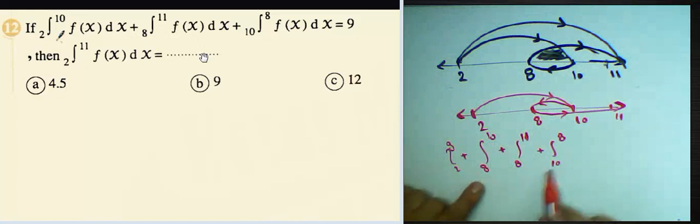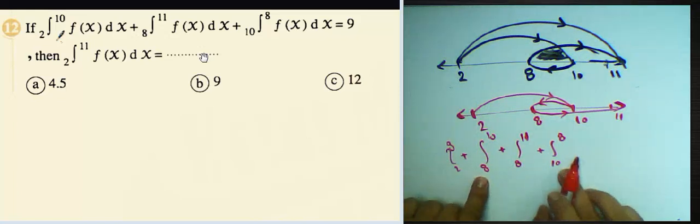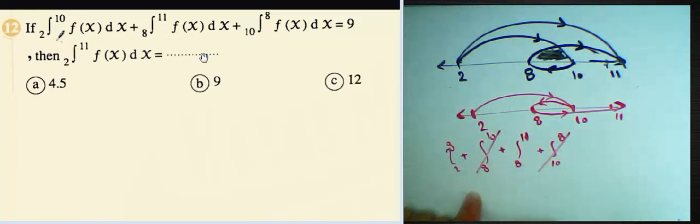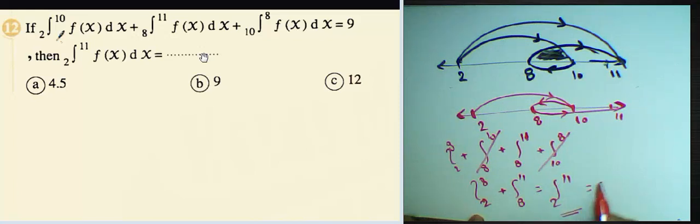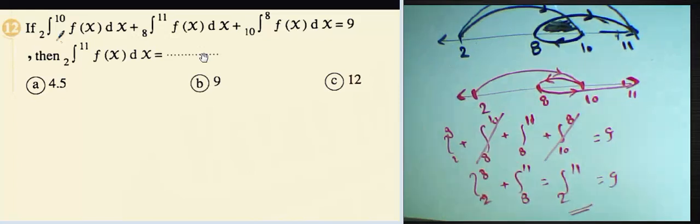Okay, and we have 8 to 10 here and 10 to 8, we can cancel them. Then the result will be integration from 2 to 8 plus integration from 8 to 11, and we will add them. The result will be 2 to 11. It will be equal what? Equal 9, because the result here will be 9, and he wants to find integration from 2 to 8. Understood? It's a very easy way to solve this example.